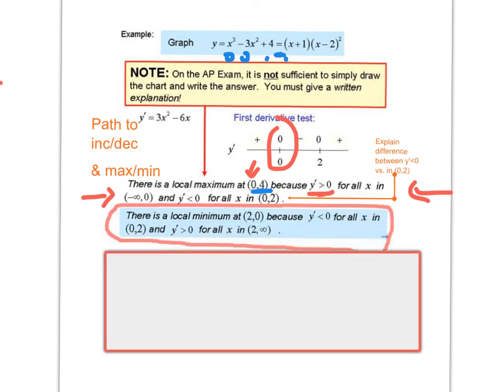And then a local minimum at 2, 0. And once again, how did I know that the 2 had a 0? Well, if you wanted to, you could plug in 2's for your x's into the original function, right up here. And just reading through that, there's a local minimum at 2, 0 because y prime changes for all x in 0 to 2, and y prime is greater than 0 from 2 to infinity.